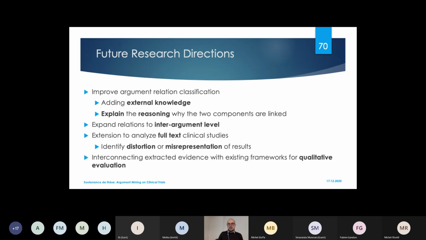The last point, which is also related to the numerical values, is an important direction to interconnect the extracted evidence with frameworks which are used for the qualitative evaluation of trials. So this is more about the clinical significance, if the observed effect is clinically actually relevant or not.